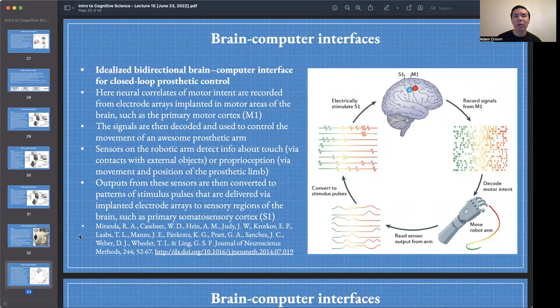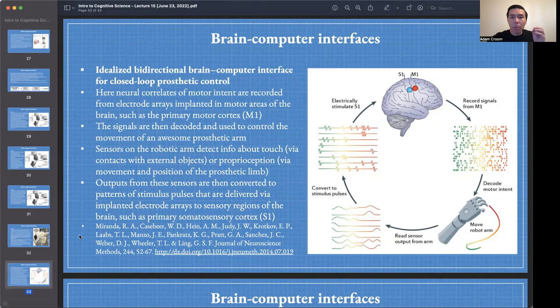And here is a figure of an idealized bidirectional brain-computer interface for closed-loop prosthetic control. Here, neural correlates of motor intent are recorded from electrode arrays implanted in motor areas of the brain, such as primary motor cortex.